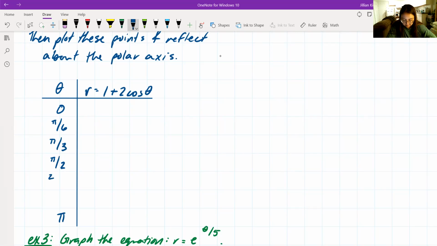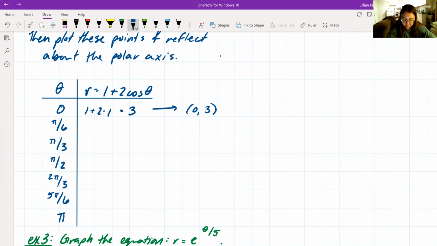Then we'll use 2 pi over 3 and 5 pi over 6. So we're going to plug these values into our equation. If we plug in 0 for theta, this is going to give us 1 plus 2 times 1, which in this case is just going to be 3. So our point is at 0, 3.